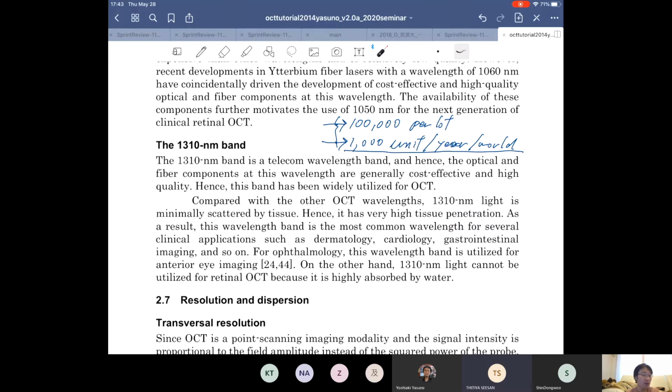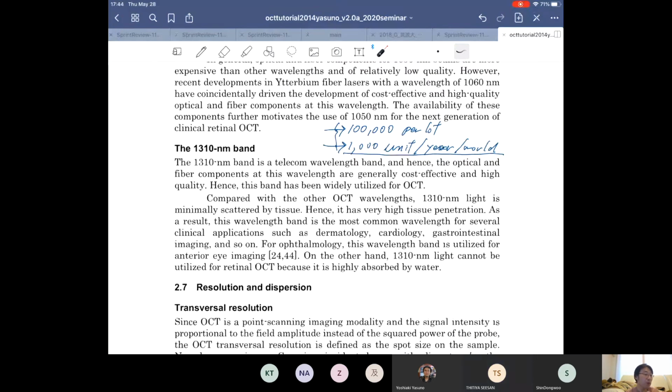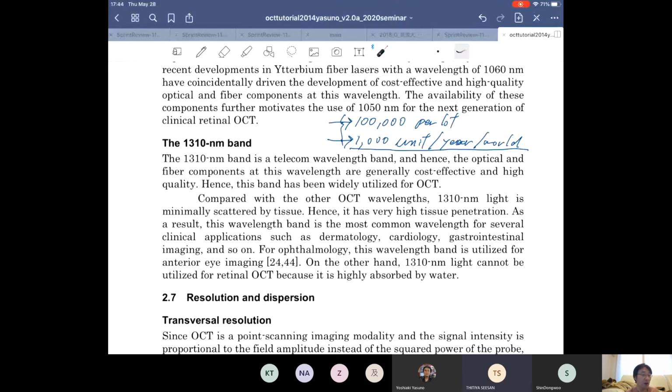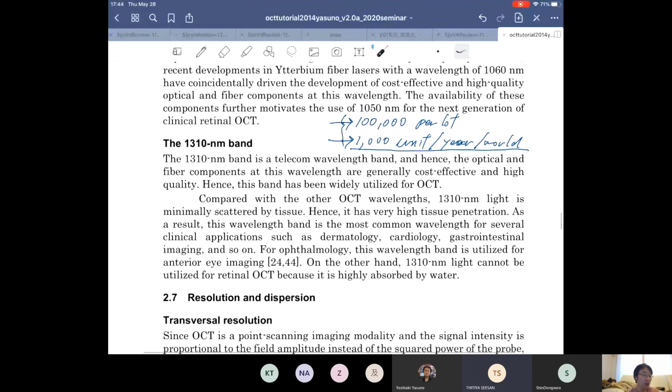On one hand, if you are a laser scientist, it is eye safe. But if you want to use it for retina imaging, 1300 nanometer, or 1.3 micron, is totally useless for the retina. So then, for which applications do we use 1310 nanometer? The answer is here.